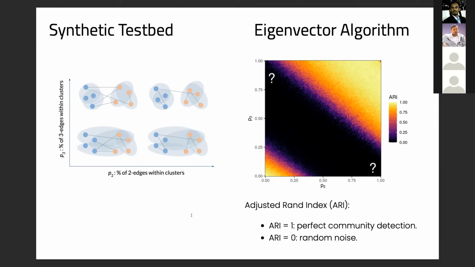Okay, so we're going to talk now about filling in these gaps. Can we develop a better but similar spectral algorithm that's going to be able to fill in these corners that we might hope should be easy for detection?